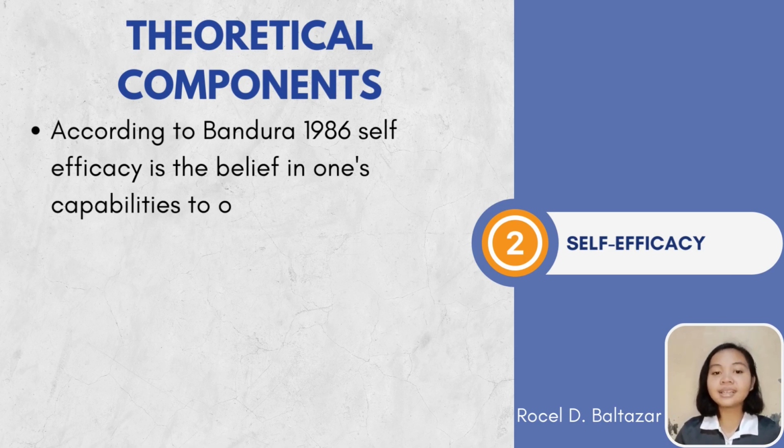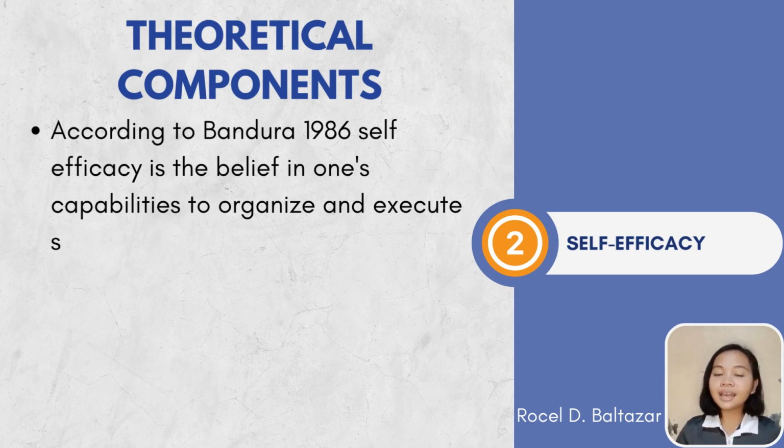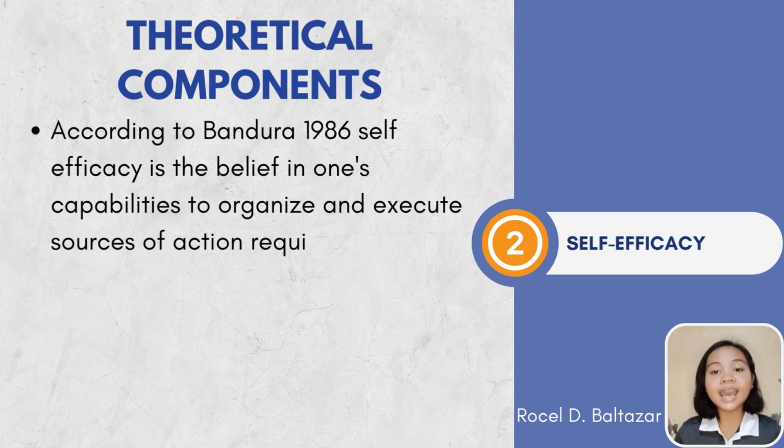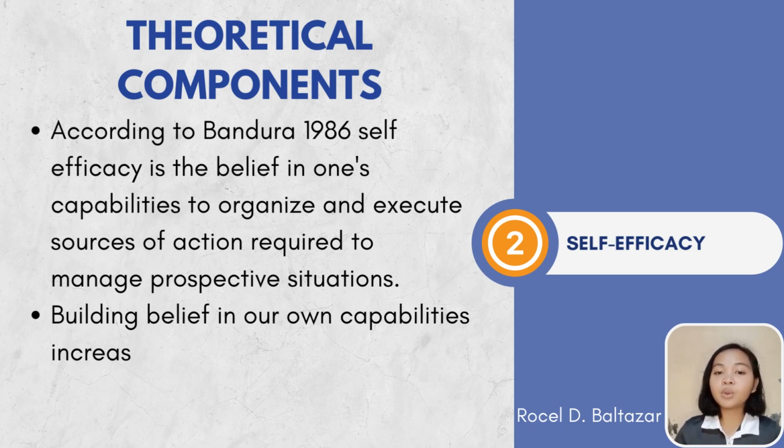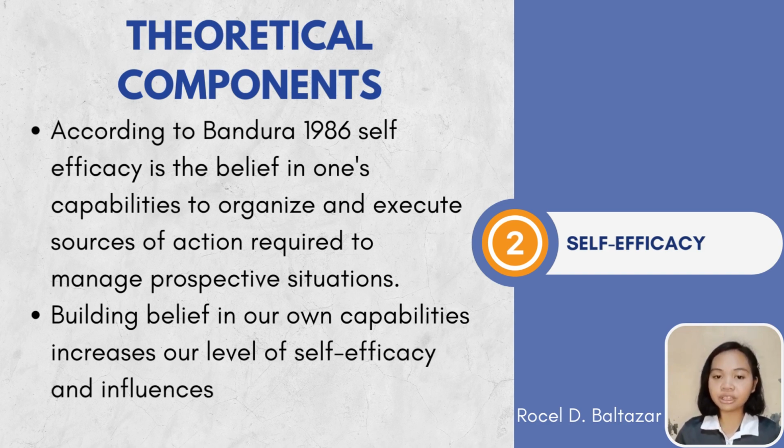Now let's move to the next framework for understanding how people actively shape and are shaped by their environment. Self-efficacy. Like the other processes, self-efficacy is a key element of social cognitive theory. Why? According to Bandura, 1986, self-efficacy is the belief in one's capabilities to organize and execute courses of action required to manage prospective situations. So in other words, it refers to the level of a person's confidence in his or her ability to successfully perform a behavior.